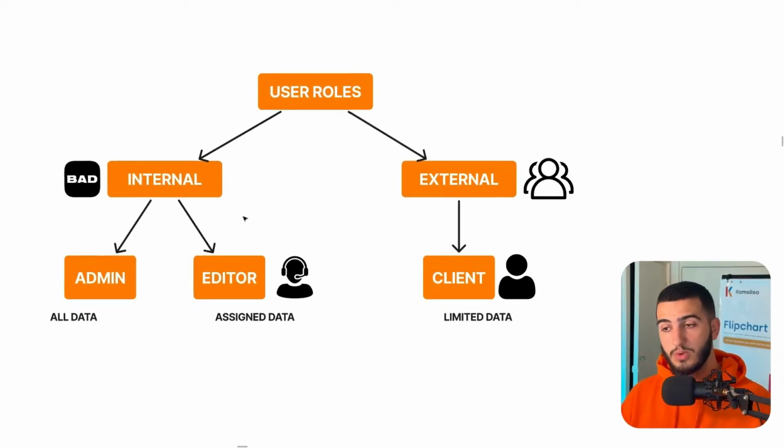The two internal user roles are going to be admin and editor. Admin will have access to all the data, and the editor will only have access to assigned data. The one external role is going to be our clients. The key part of this is that we're going to make it so that our client can only see their relevant data. We don't want clients to see other tasks. We don't want clients to see other projects. We don't want clients to see other meetings. And we definitely don't want clients to see other payments. We want to make it so the client can only see the relevant data that is actually assigned to them.